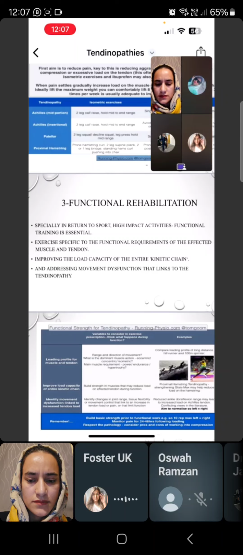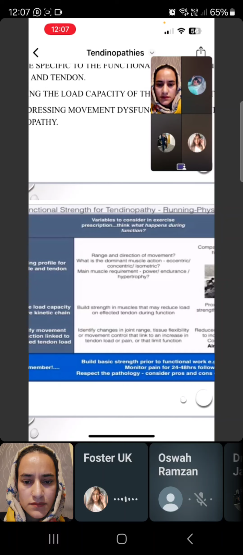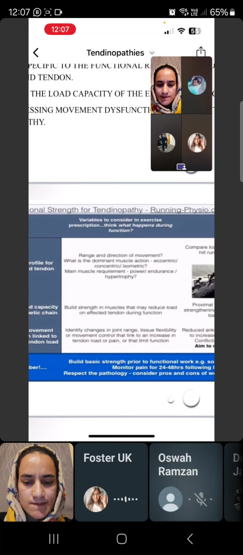There's a little table. I don't need to actually read it, it just tells you about different variables. So variables which are considered in exercise prescription: what happens during the function, range and direction of movement, what is the dominant muscle action, eccentric, concentric. Just identify which muscle is dominant in which movement and train that muscle. Build strength in muscle that may reduce load on the affected tendon during function. Identify changes in joint range, tissue flexibility, movement. By tissue flexibility, they mean any kind of muscle shortening. If the muscle is shortened, work on that.